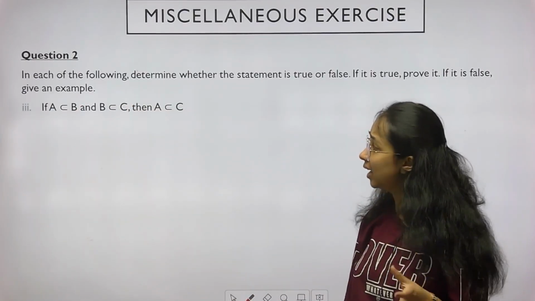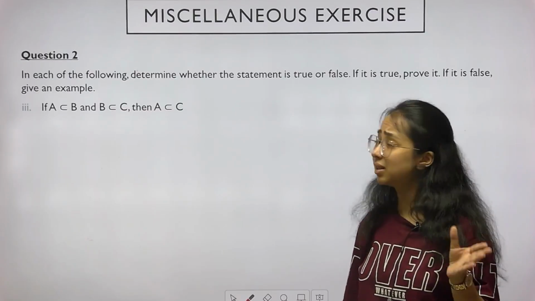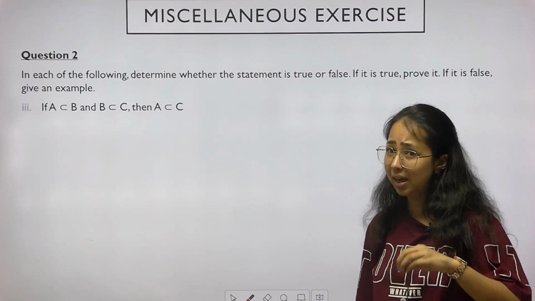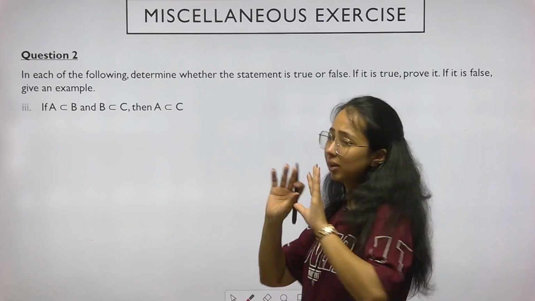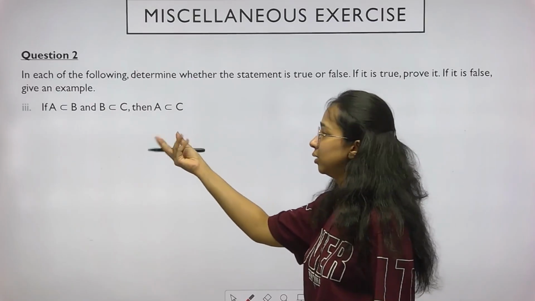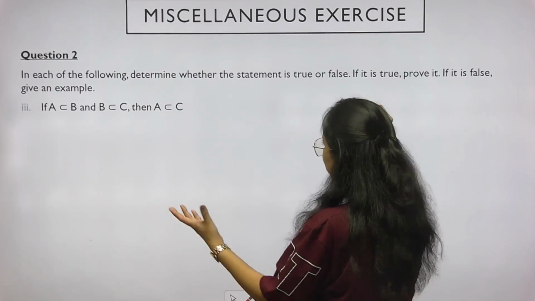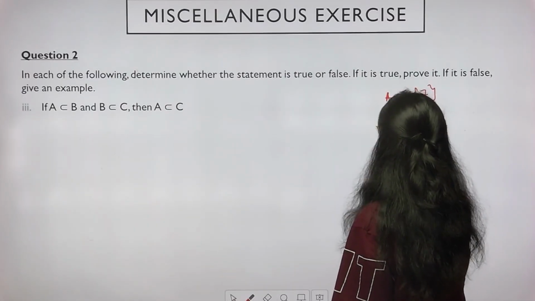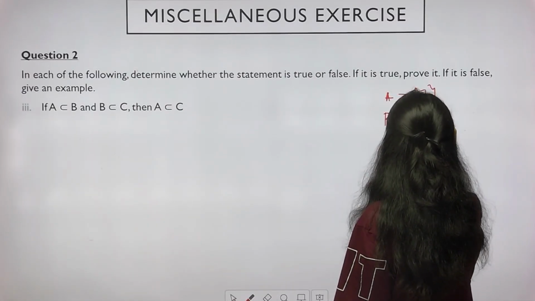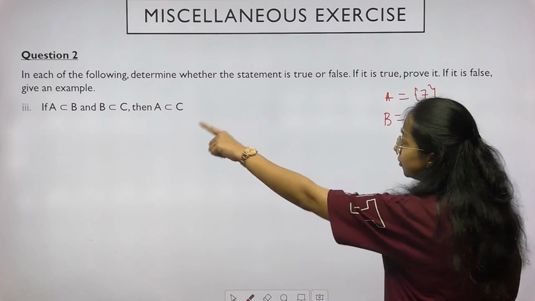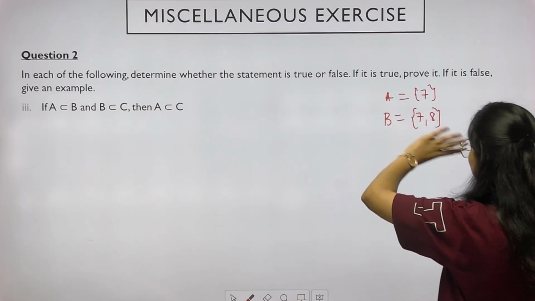It says that A is a subset of B and B is a subset of C, then A is a subset of C. Clearly you can already say that this statement is absolutely true. Let's take an example. Let's take A as 7 and B as 7, 8, because we firstly need that A is a subset of B. So here A is a subset of B.